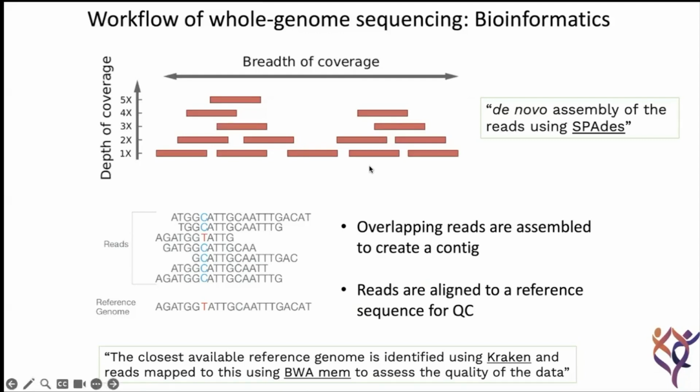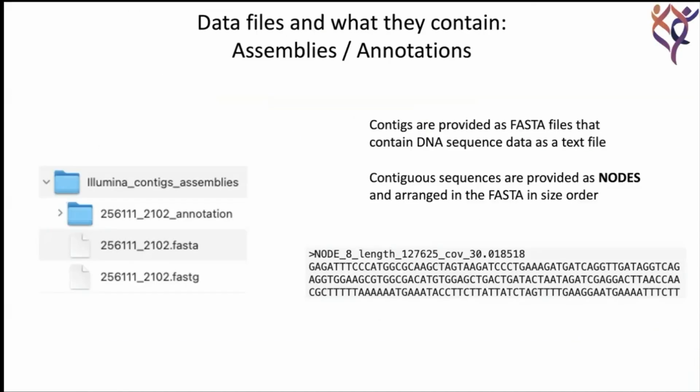For quality control, the reads are then aligned to a reference sequence. And you can see that the closest available reference genome was identified via Kraken, and the reads were mapped to that reference to assess the quality of the data. We've also provided summary data that tells you the sequence depth, the total length of sequencing, for example, and a number of other statistics that might be useful to you. In addition to assembling, the genome is also partly annotated, and that's part of the assembly process as well.